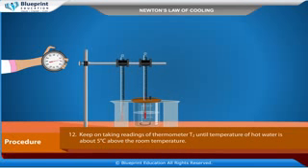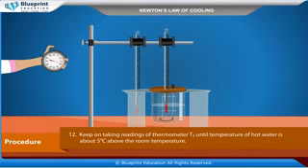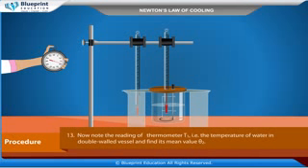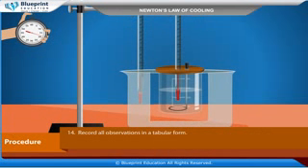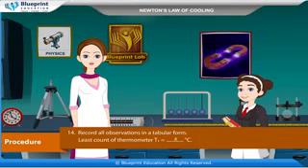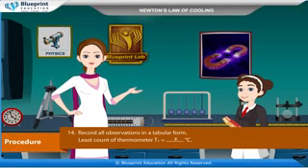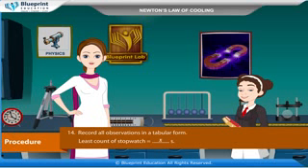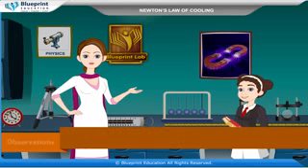Keep on taking readings of thermometer T2 until temperature of hot water is about 5 degrees Celsius above the room temperature. Now, note the reading of thermometer T1, that is, the temperature of water in double-walled vessel, and find its mean value, theta 2. Record all observations in a tabular form. Least count of thermometer T1 is equal to x degrees Celsius. Least count of thermometer T2 is equal to x degrees Celsius. Least count of stopwatch is equal to x seconds.